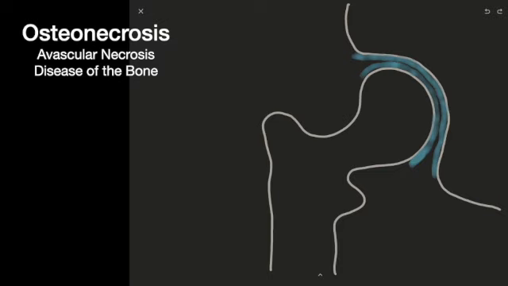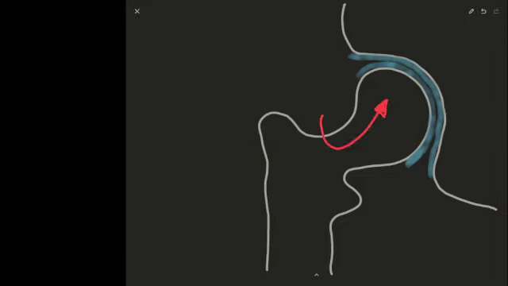The second disease I want to draw your attention to is osteonecrosis of the femoral head. Now the previous name is avascular necrosis, but not all the causes are vascular, but it's perfectly okay to call it avascular necrosis. Now I think this is a disease of the bone because it has to do with the blood supply.